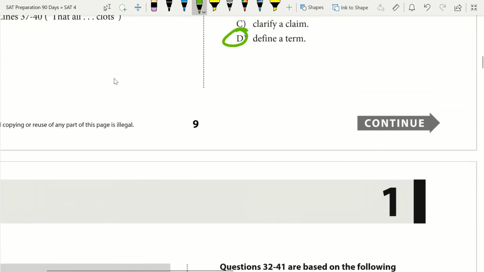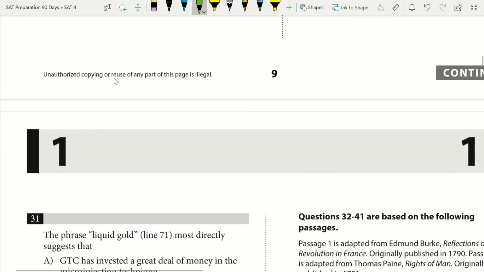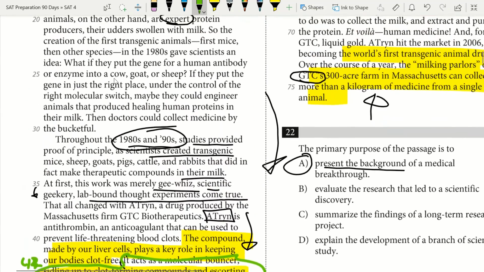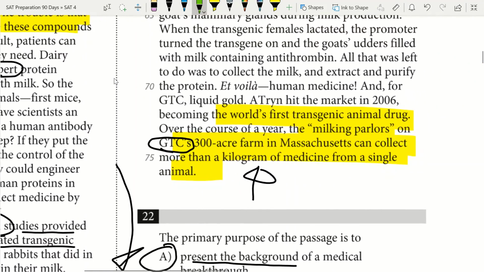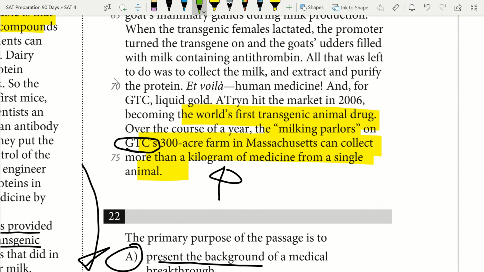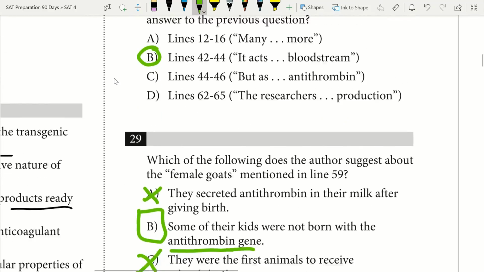All right, 31. Let's take a look at that. So we have the phrase liquid gold in line 71. It most directly suggests what? Well, let's go to line 71 and take a look at what liquid gold is referring to. Okay, we've got and voila, human medicine, and for GTC, which is that company that produces Atrin, liquid gold. So it's saying that milk containing antithrombin that I'm circling in green up top, that is the liquid gold. So that milk containing Atrin is that liquid gold.